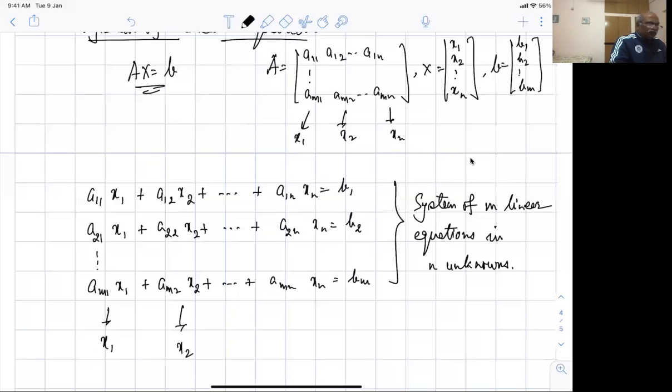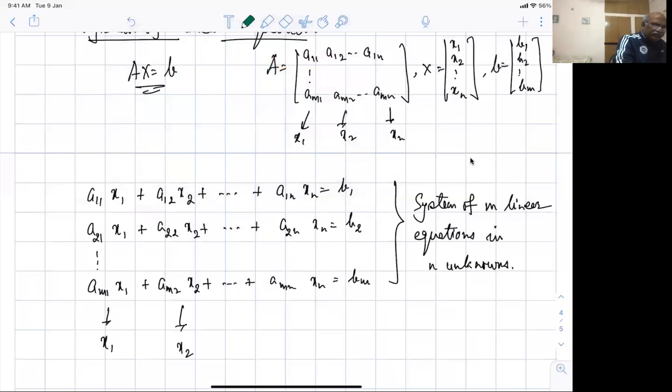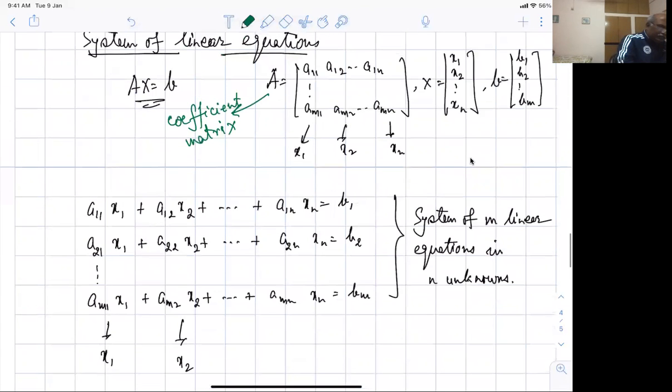Is that okay? So this matrix A that I'm looking at is called the coefficient matrix. Fine. Writing the matrix A and b together, so if I write A here, b here, then this is called the augmented matrix.